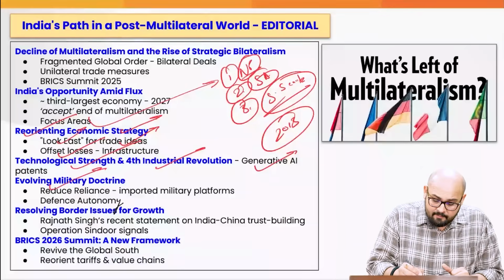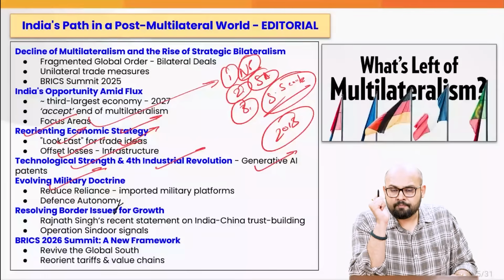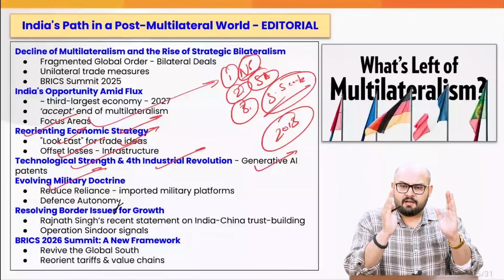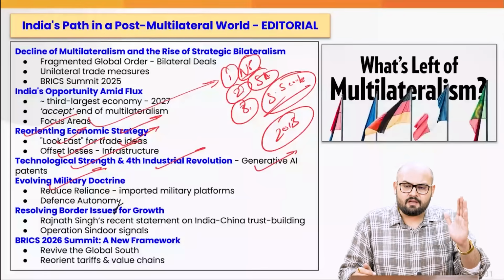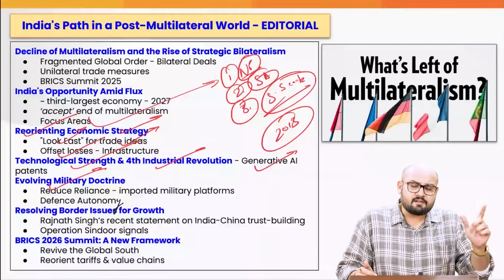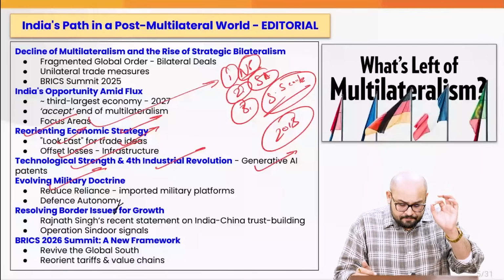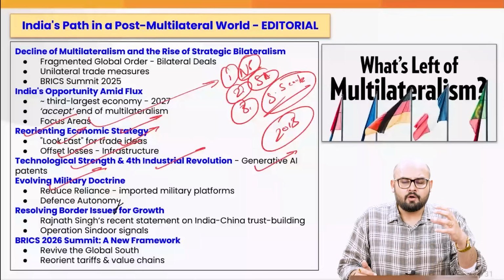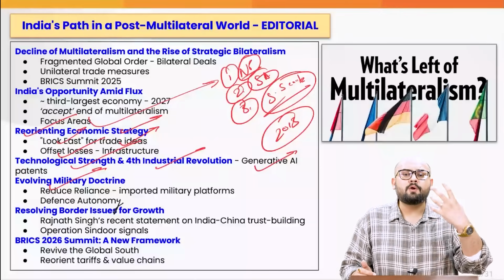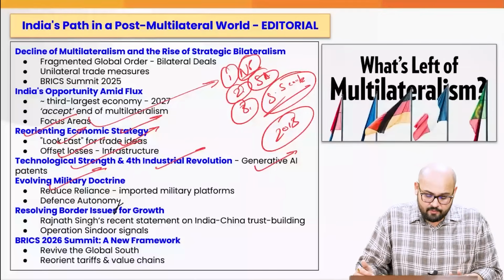Next, we have the evolving military doctrine. We already saw what happened in Operation Sindoor, that we had a very firm retaliatory approach with respect to the attacks on our neighbor, Pakistan. What you have to understand is that this showcased the new doctrine which India is going to exercise if someone harms us.